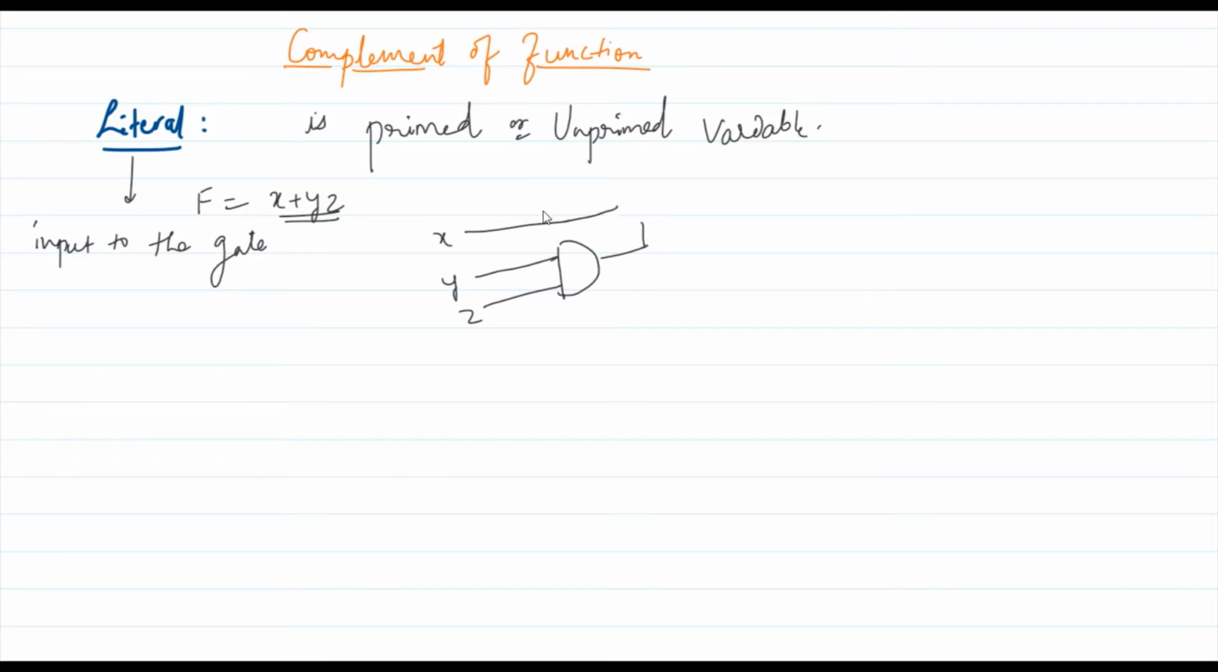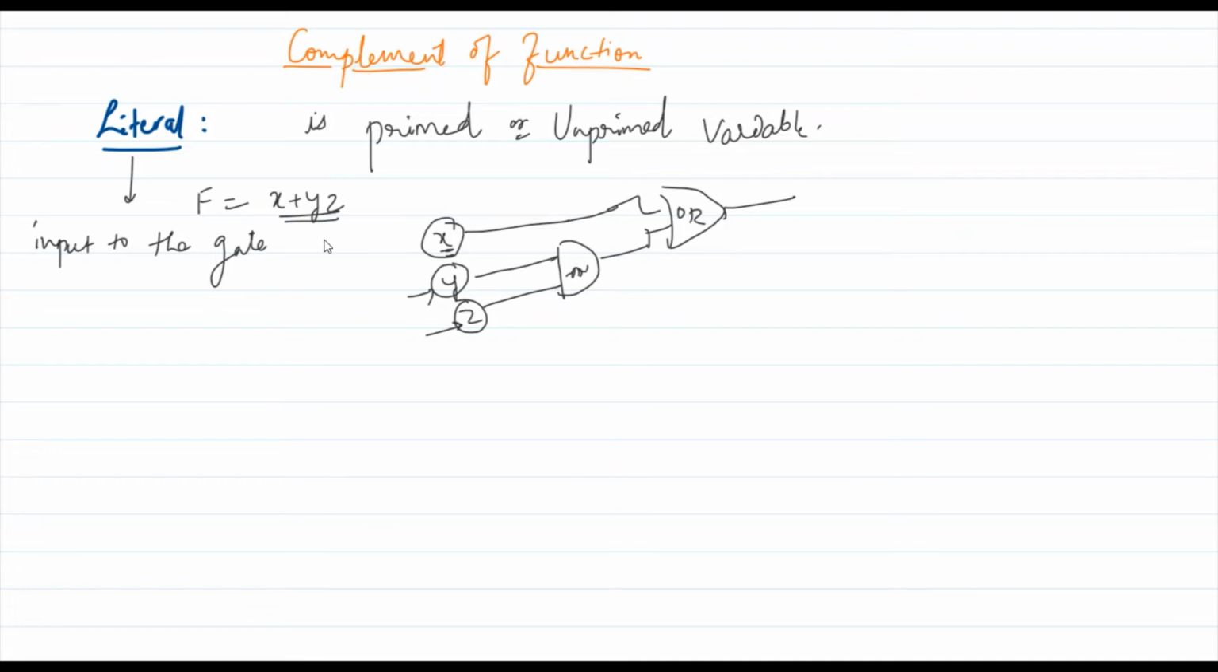I write that like this. Now you can observe here x is the input to the OR gate, y and z are the inputs to the AND gate. These are the literals in the case of algebra. In the case of a circuit diagram, these x, y, z are the literals which are the inputs to the circuit diagram, or inputs to the gate, you can call. This is all about literal here.